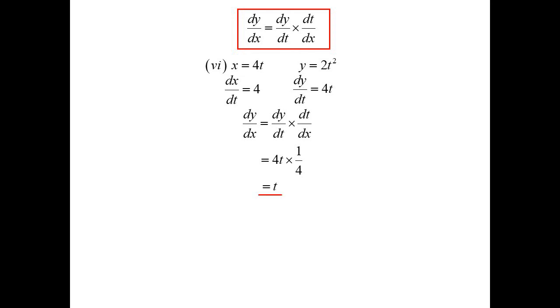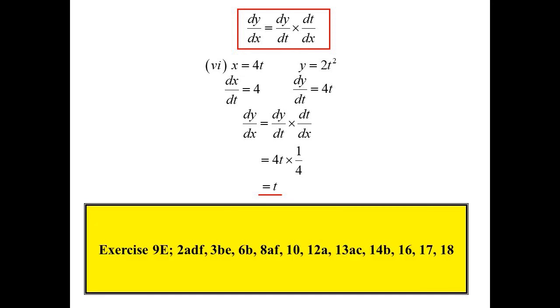Well, there's the answer in terms of t. If I wanted it in terms of x, I could go back to my parametric here. x is 4t, so t would be x on 4. So there would be the derivative in terms of x if I wanted to do it that way. So this idea is quite useful when you're dealing with parametric forms. Okay.